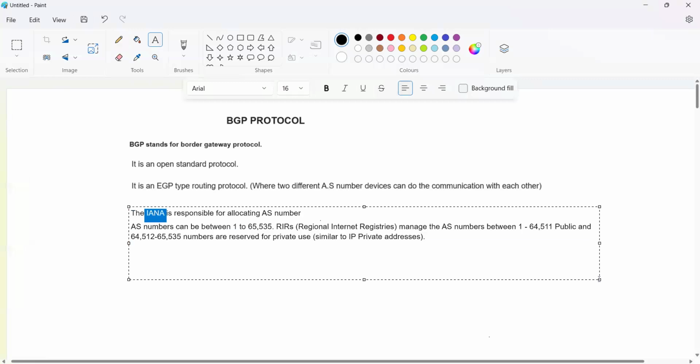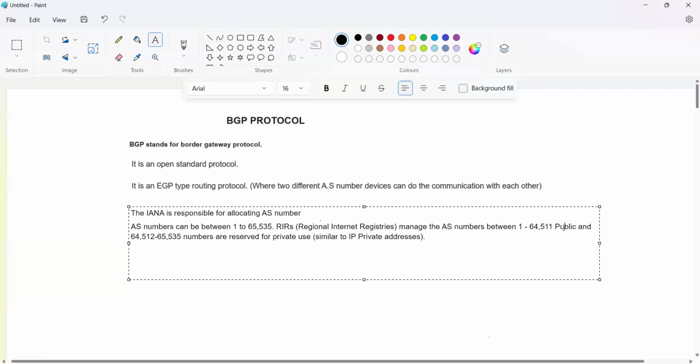IANA is responsible for allocating AS numbers, and the range is from 0 to 65535. The regional internet registries, sub-organizations of IANA, provide the AS numbers to us and manage them. These are the public AS numbers, 1 to 64511.